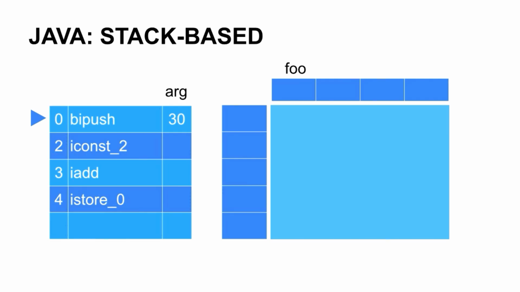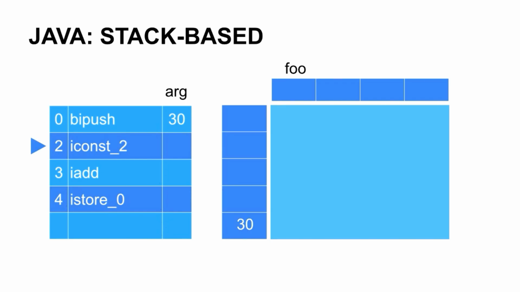So if we took the statement foo equals 30 plus 2, this is how it would look in Java bytecode. Here, you can see the bytecode on the left. The left column is our stack, and the line across the top are our local variables. To add 30 and 2 together, we start by pushing 30 onto the stack. This is a BIPUSH. It pushes a byte as an integer onto the stack, like so.